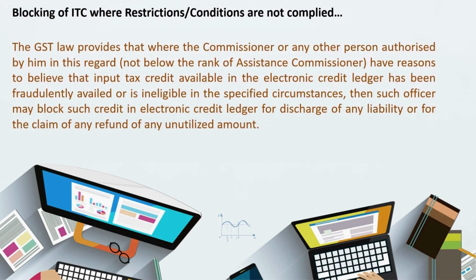Blocking of ITC where restrictions and conditions are not complied with. The GST law provides that where the commissioner or any other person authorized by him in this regard has reason to believe that input tax credit availed in the electronic credit ledger has been fraudulently availed or is ineligible in the specific circumstances, then such officer may block such credit in the electronic credit ledger for discharge of any liability.